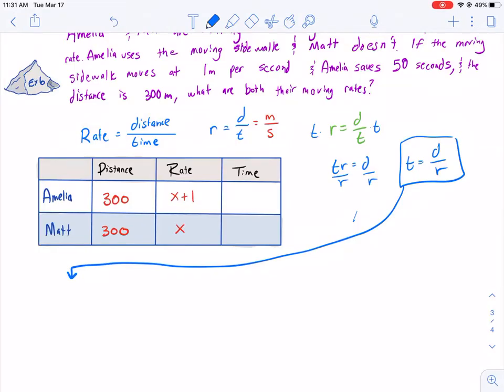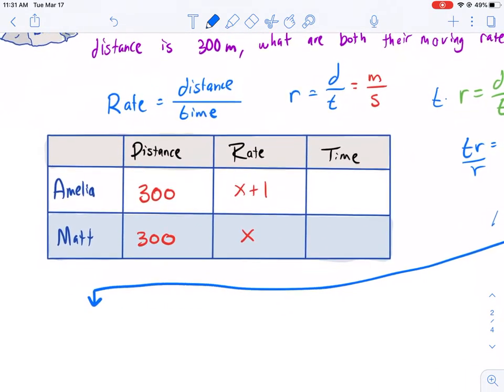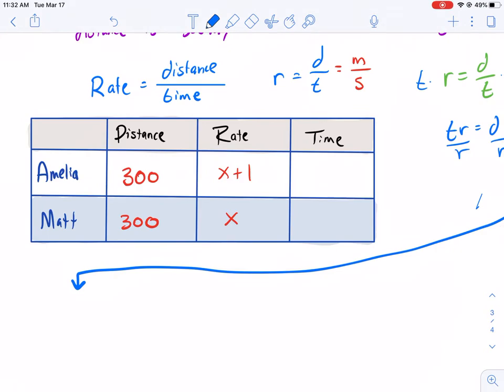Welcome back to 6.5, Applications of Rational Functions. We left off at example 6. We had already filled out some of the information on Amelia and Matt. We know that the distance they travel is the same, so both 300 meters.